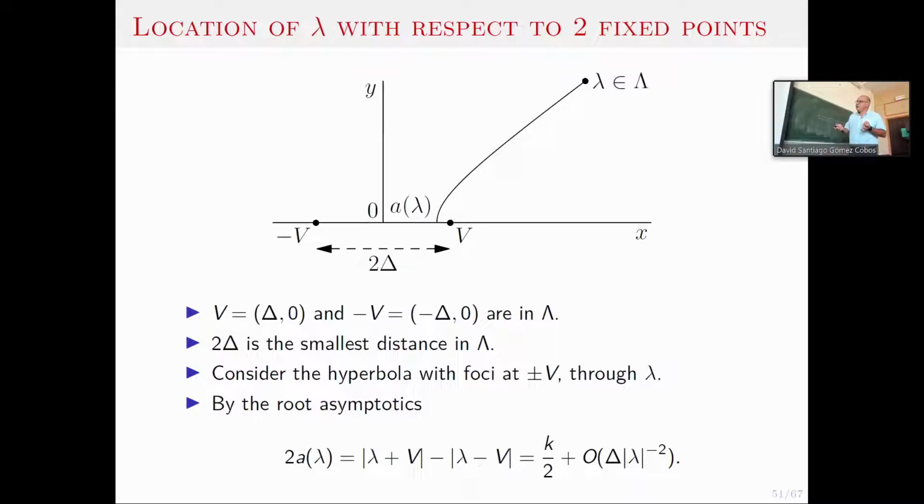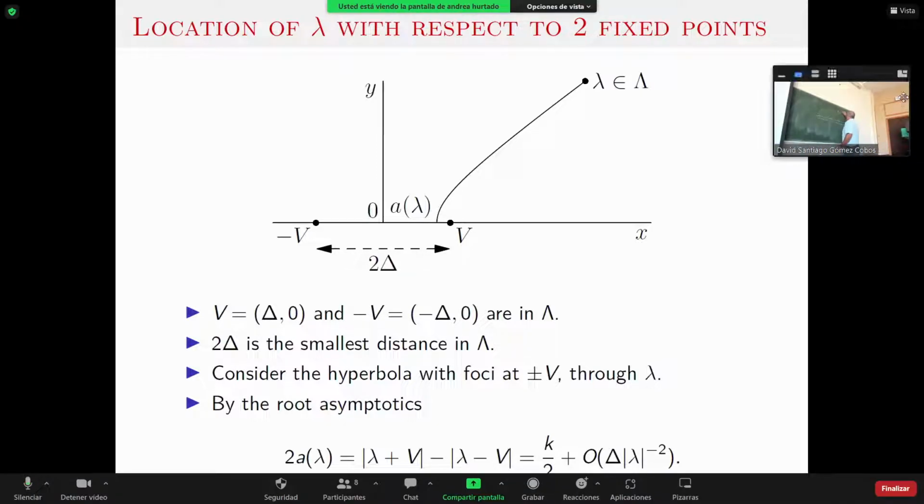And what turns out to be the case is that by looking at the definition of the hyperbola, which says that the hyperbola is the locus of the points whose difference of distances from the foci is constant, it turns out that the difference of distances from lambda to the 2 points is the same as this difference, this minus that, okay, which is twice a lambda.